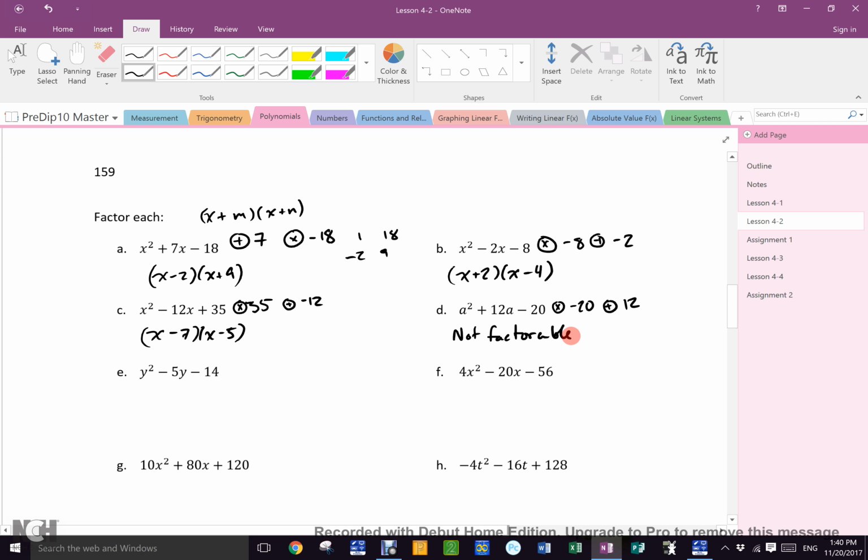You have to know when you can do math. That knowledge is just as important as how to do math. All right, back to one you can do easily. What is E? Multiply to negative 14, add to negative 5. What is it? Negative 7.